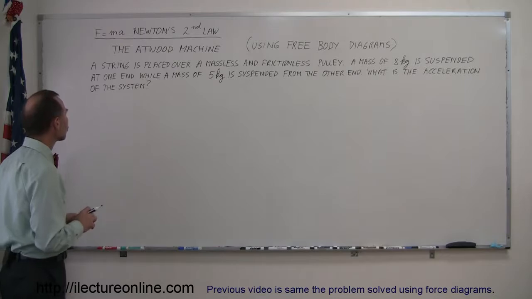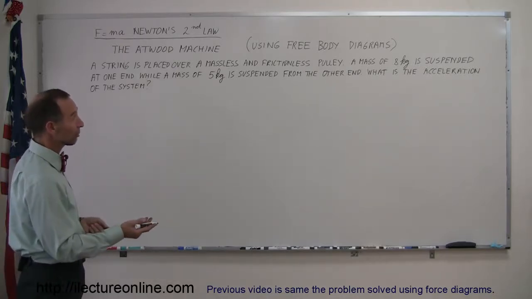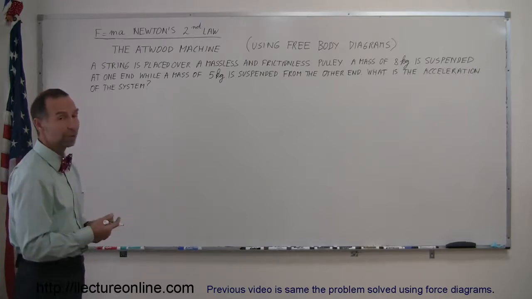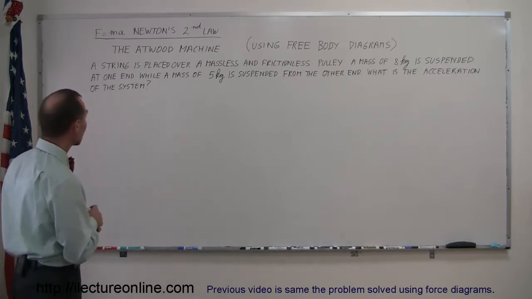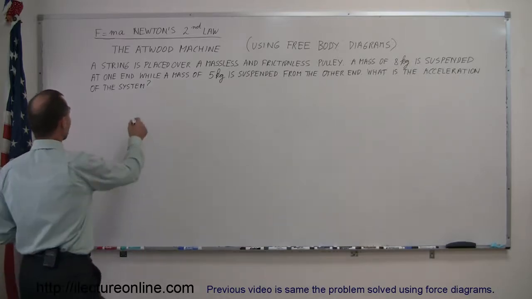We see here we have a string that is placed over a massless and frictionless pulley. A mass of 8 kilograms is suspended at one end, while a mass of 5 kilograms is suspended from the other end. What is the acceleration of the system? So the first thing you want to do is, again, draw a diagram of what's going on.